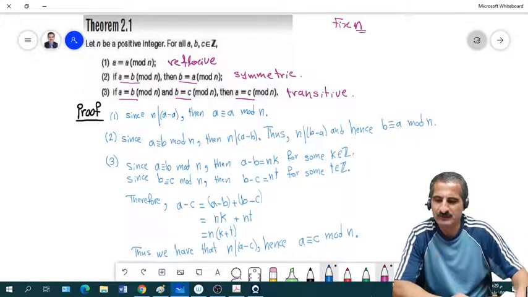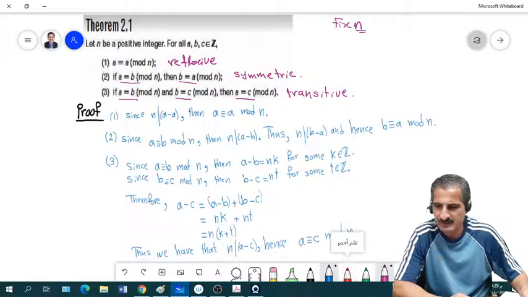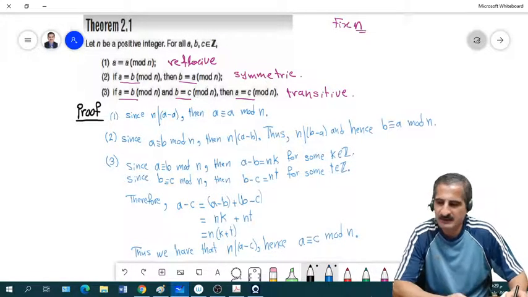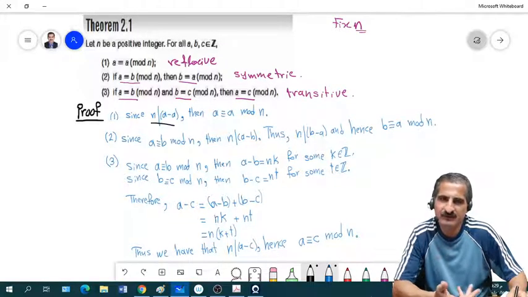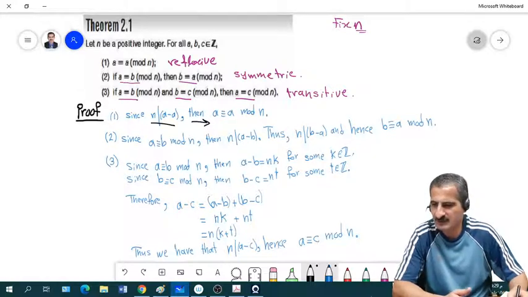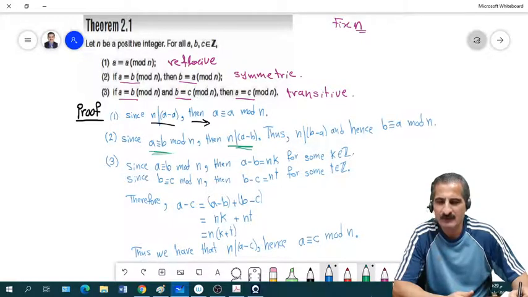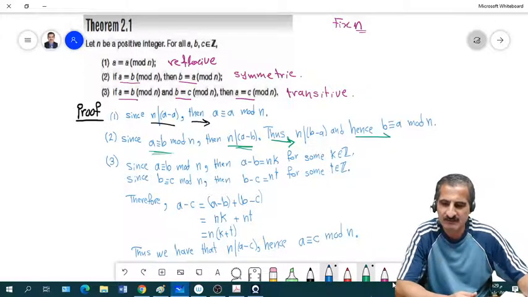Okay, so let us prove these things. To prove part A, it's direct, since n divides 0, so n divides a minus a, so this gives a is congruent to itself. Okay, now here, if a is congruent to b, that means n divides a minus b. Thus, n divides b minus a, and hence b is equivalent to a modulo n.